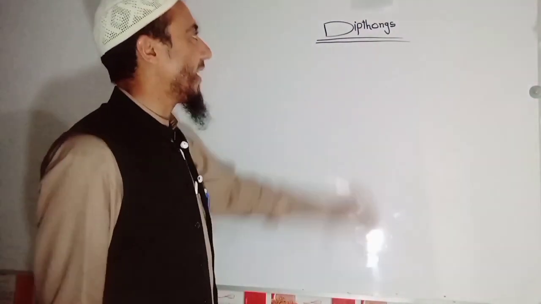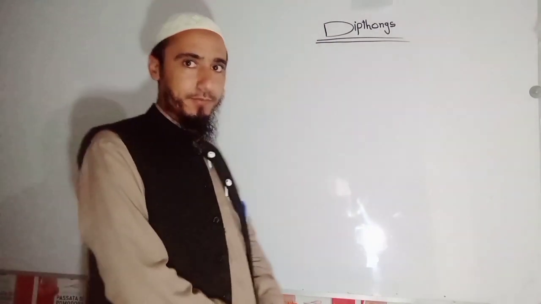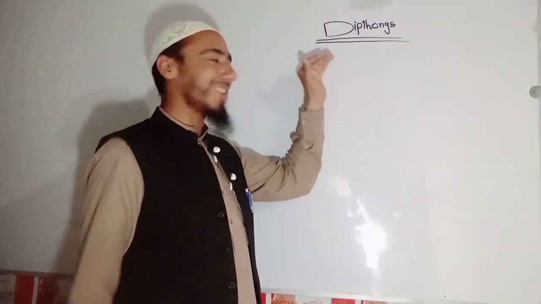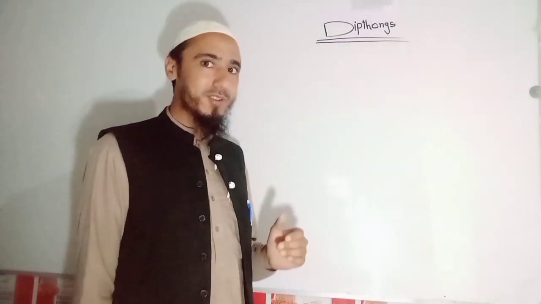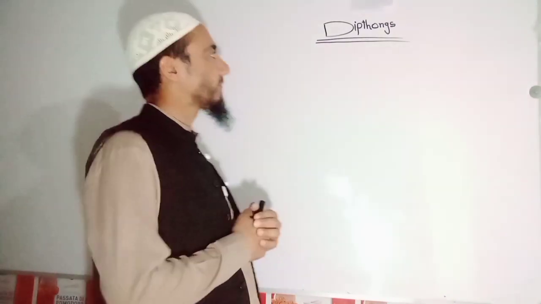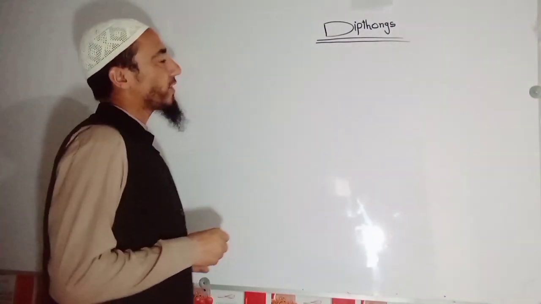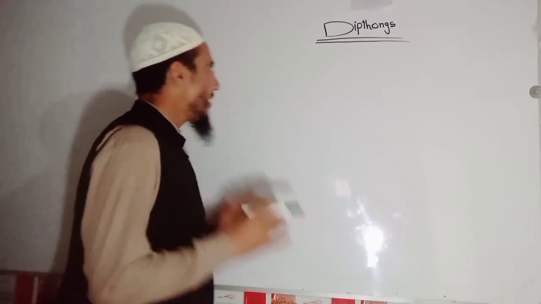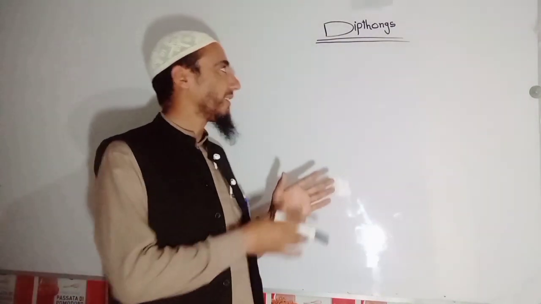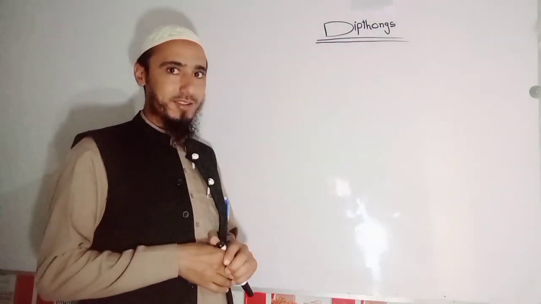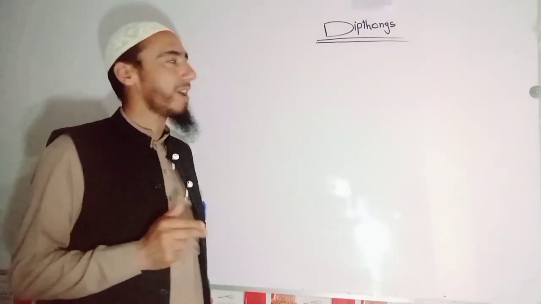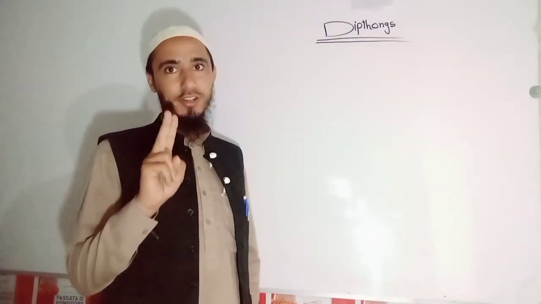So let's come back to our topic, diphthongs. As I told you, a diphthong is the combination of two vowel sounds which work as a single sound, or which produce a single vowel sound. Listeners and audience, now I am going to tell you about the division of diphthongs. Actually, diphthongs have been divided into two categories.